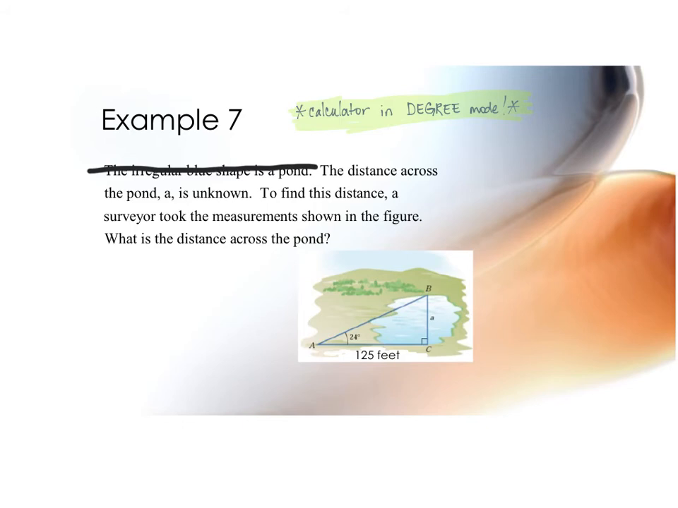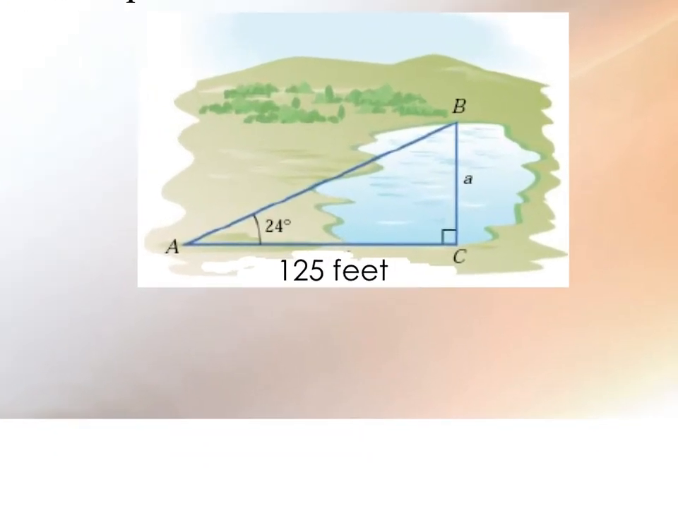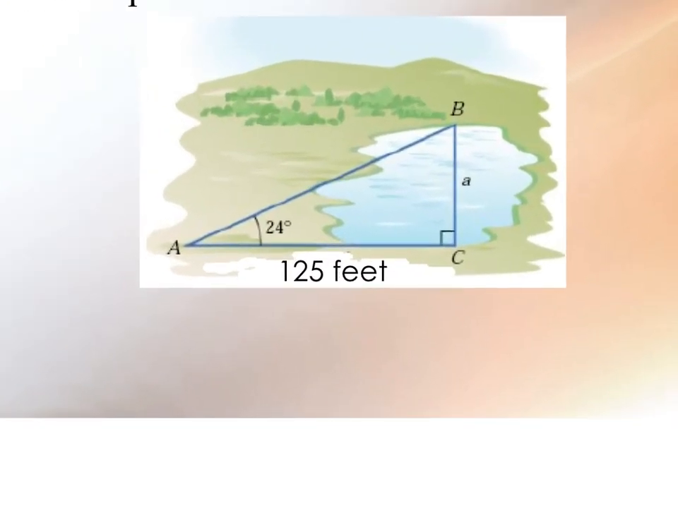To find the distance, a surveyor took measurements shown in the pond. What is the distance across the pond? Guys, those words mean absolutely nothing to you. What letter are you looking for? A. Looking for A. So let's look at what they gave us. They gave me this angle. Everybody see it? Yes.